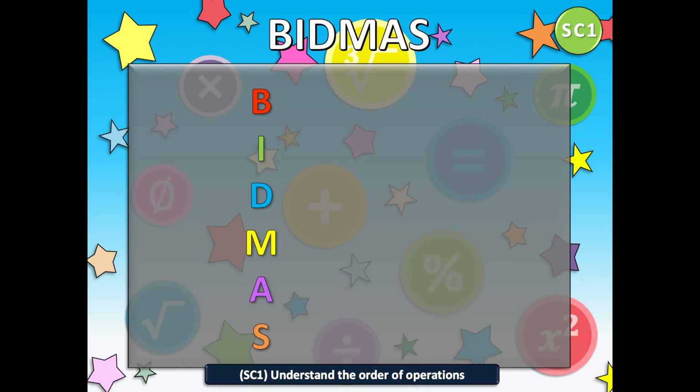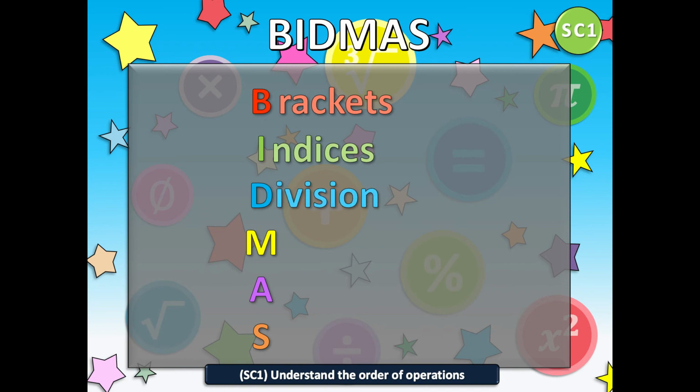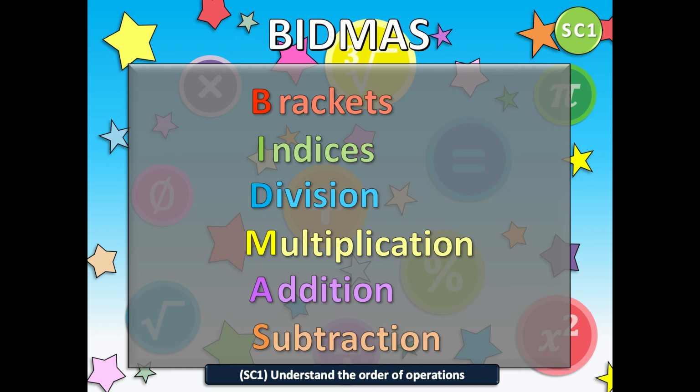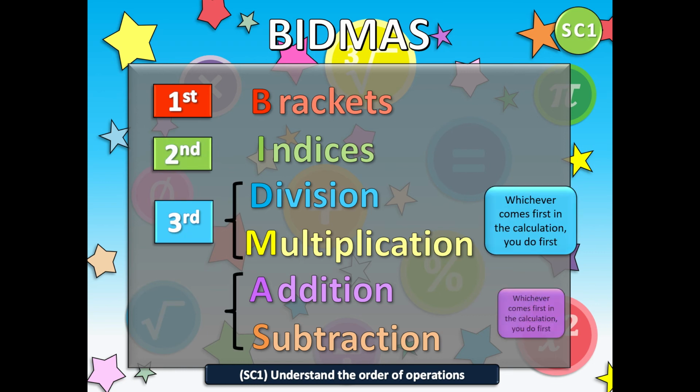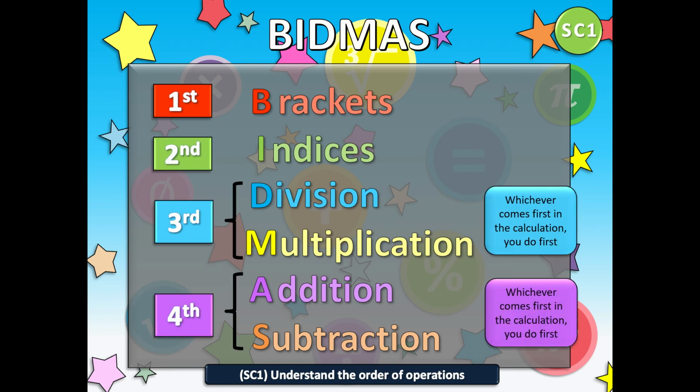To help us remember the order of operations, we can use the acronym BIDMAS. BIDMAS tells us what order to do things in. So the first thing we do is brackets, then we do indices, then division and multiplication, then addition and subtraction. So we do brackets first, then indices, then division or multiplication, whichever comes first, and then addition or subtraction, whichever comes first.